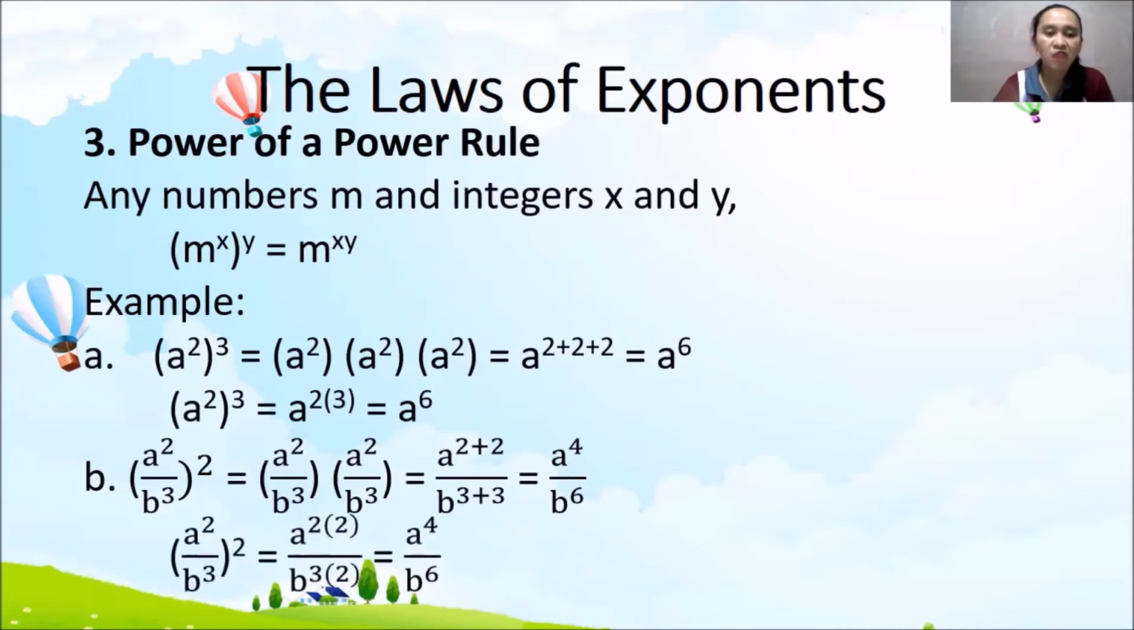Then, if we apply the power of a power rule, the quantity a squared over b cubed raised to the second exponent, it is equal to a to the exponent of 2 times 2 over b to the exponent of 3 times 2. 2 times 2 is 4, so a to the 4th over 3 times 2 is 6, so it is equal to a to the 4th over b raised to the 6th exponent. So we get the same answer, and this is the power of a power rule.